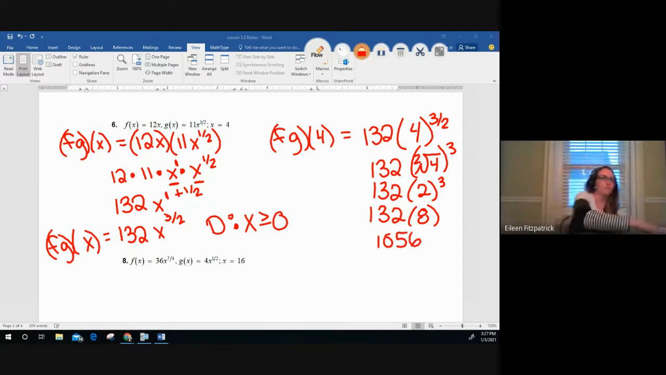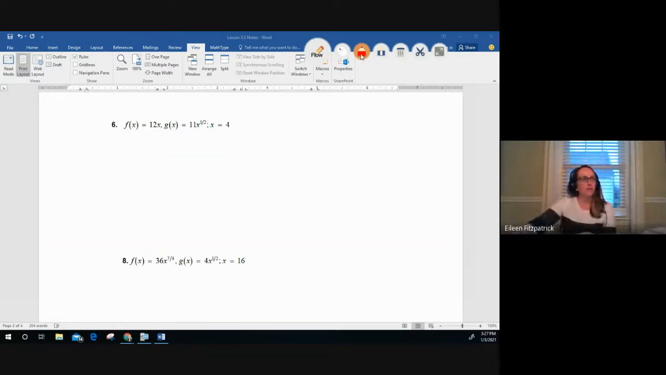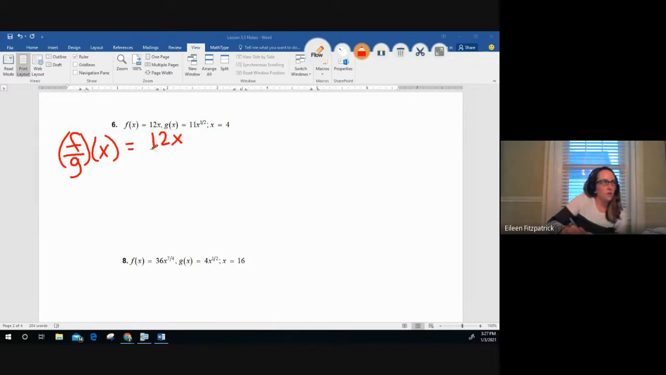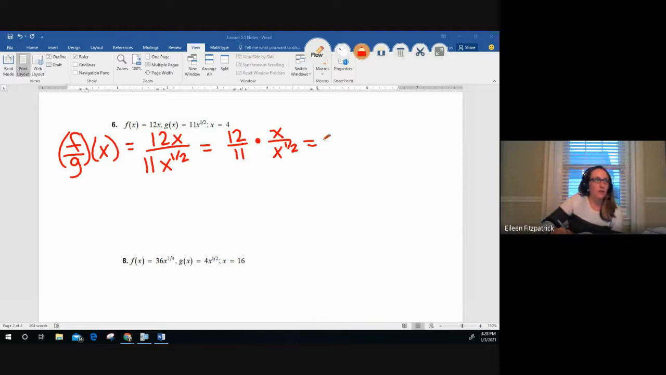All right. Now let's do f divided by g of x. So you have 12x over 11x to the 1/2. You can break this up as 12 over 11 times x over x to the 1/2. The 12 over 11 is not going to change, but here, same base, exponent rules say to subtract. So 1 minus 1/2. That's going to give you 12 over 11 x to the 1/2.